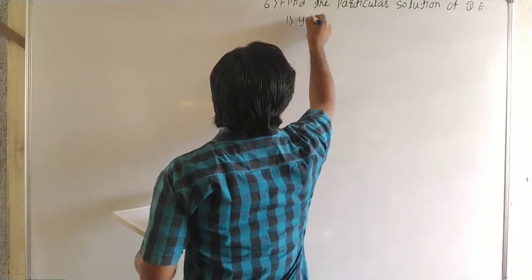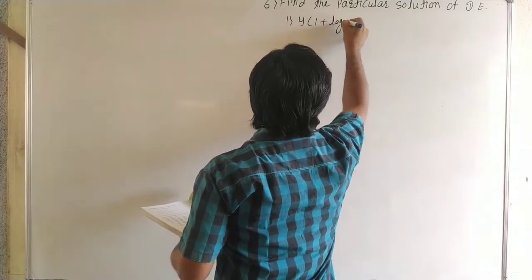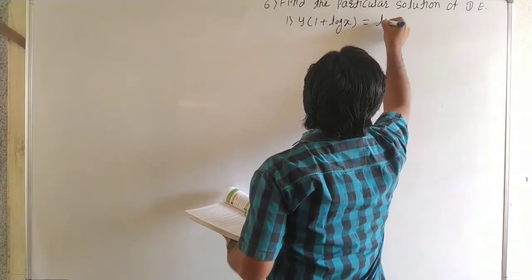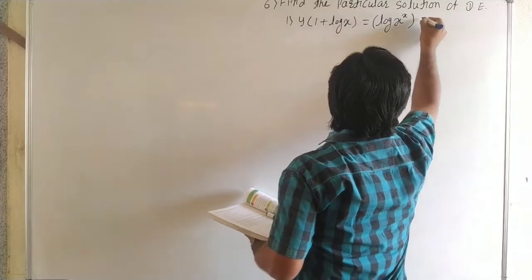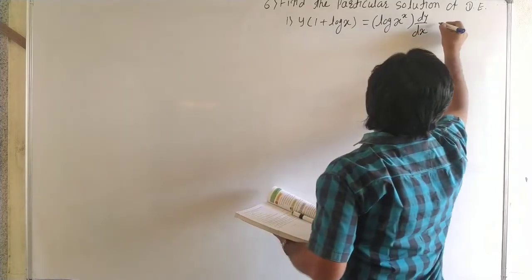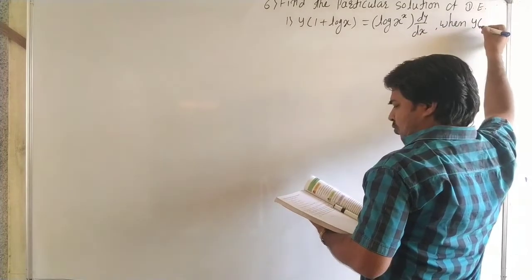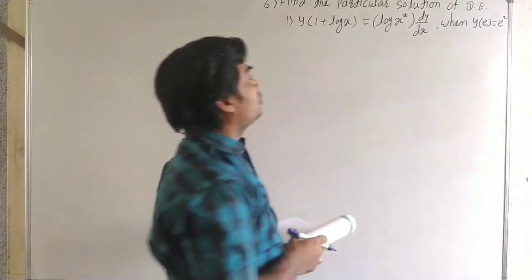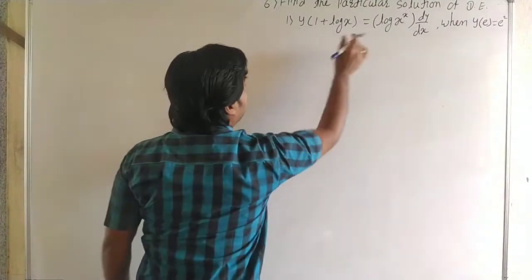y into 1 plus log x is equal to log of x to the power x into dy by dx, when y of e is equal to e square. Now we want to find the particular solution when y of e is equal to e square. Now here it is the given differential equation.